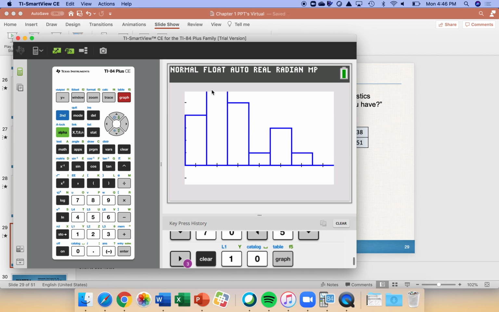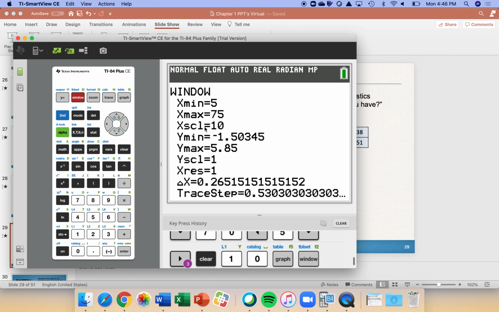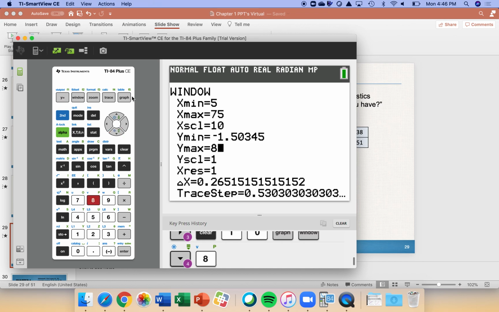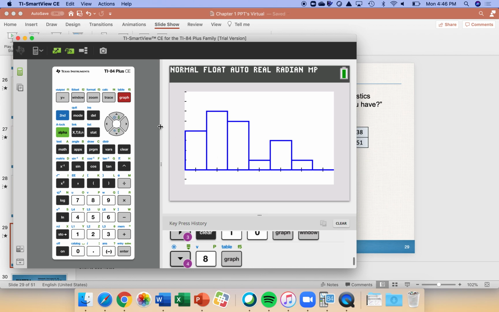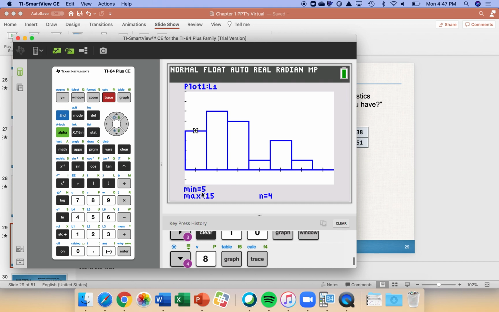Now you'll see that this one bar here is out of my window, so I'm going to increase the Y values. So the Y max is currently 5.85. I'm going to make it 8. And then when I hit graph again, this is a little bit different version of the histogram we looked at. If we hit trace, you'll now see that my width of each bar is now 10, whereas before it was a weird decimal. And now, if I was to continue to scroll over, you would see the number of observations in each width.